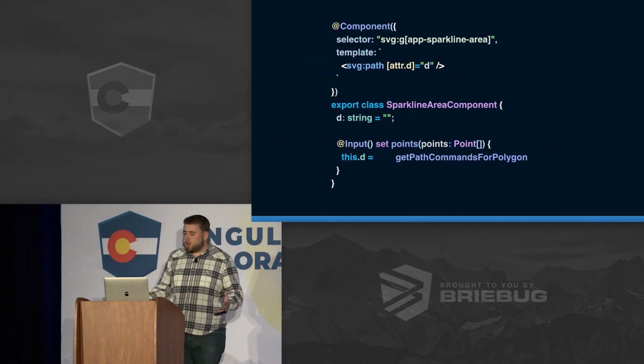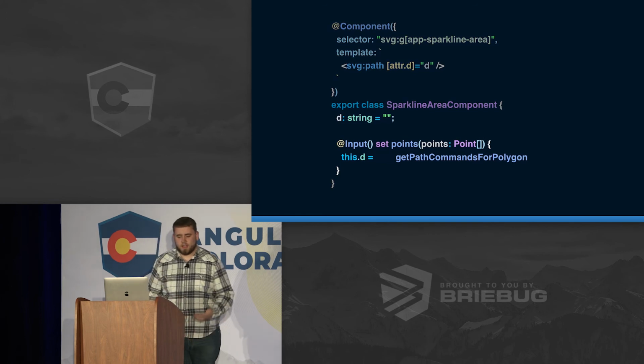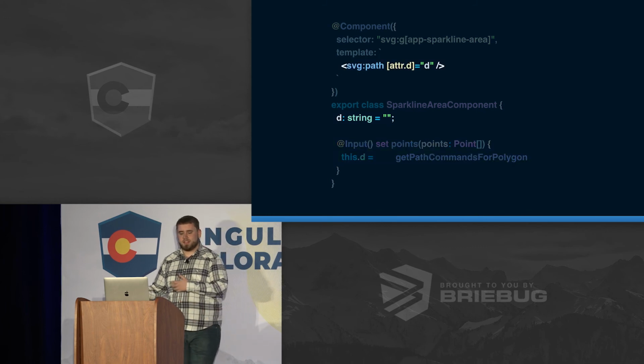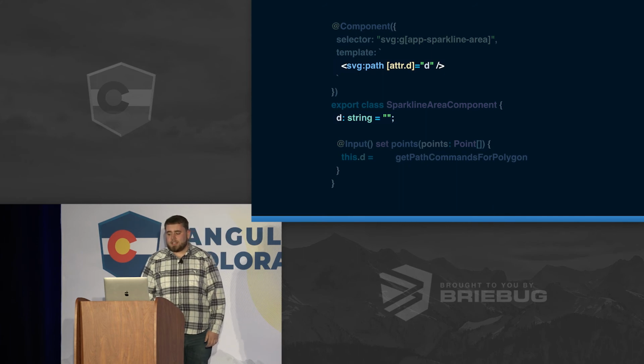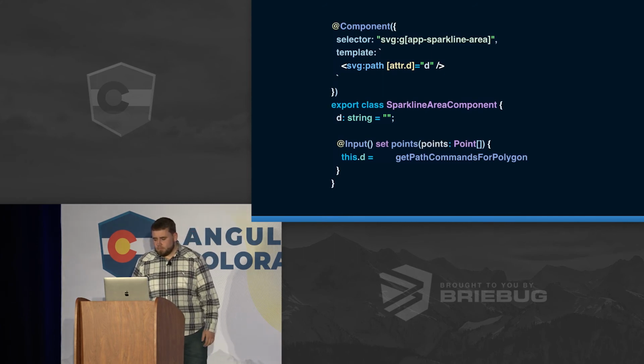So I've got my function to draw a polygon. Now I need to write my area component. Again, it turns out it's really not that bad. I'm going to do the same thing I did last time. I'm going to have an input of points, pass in some points, get my path command to draw that polygon, and then I'm going to bind that polygon's path to a path element.